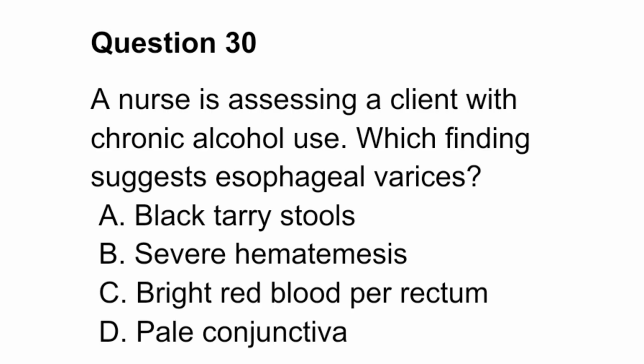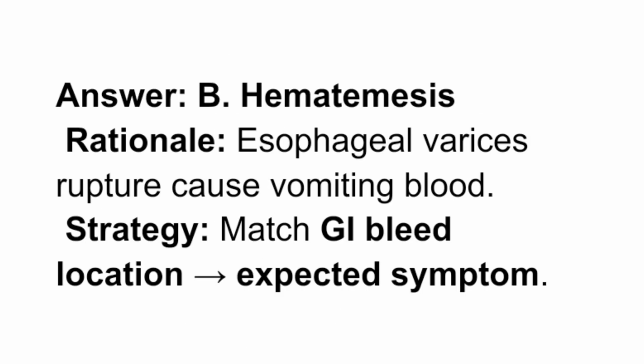Question 30. A nurse is assessing a client with chronic alcohol use. Which finding suggests esophageal varices? A. Black tarry stools. B. Severe hematemesis. C. Bright red blood per rectum. D. Pale conjunctiva. Answer: B.